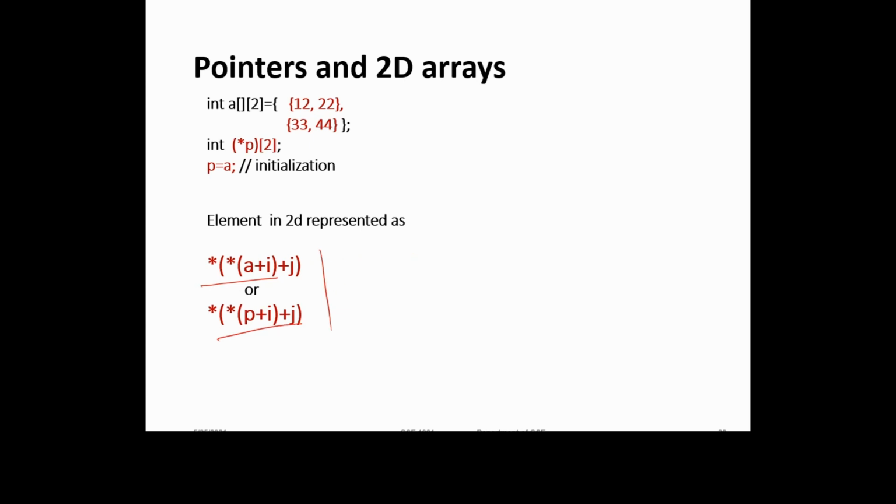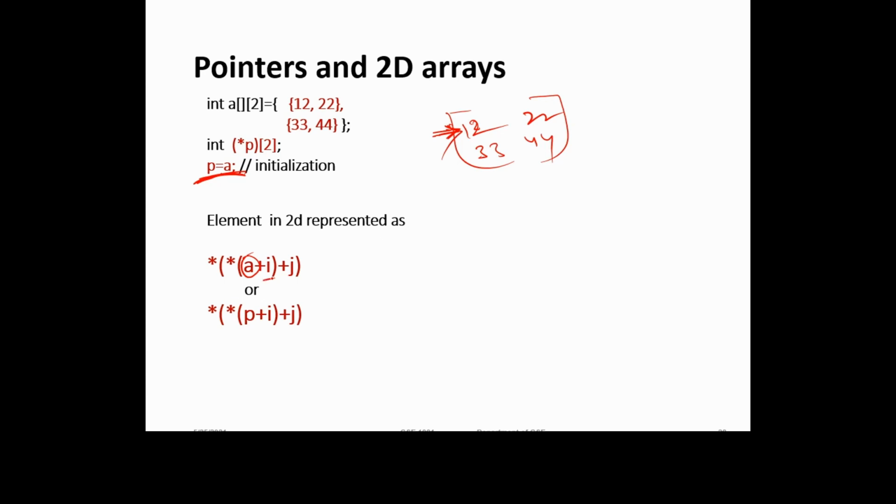What does this mean basically? So this is the P. If we perform this, or we perform directly using this array name like this, A will depict the address of the first row: 12, 22, 33, 44. So A will have the address of this first row.